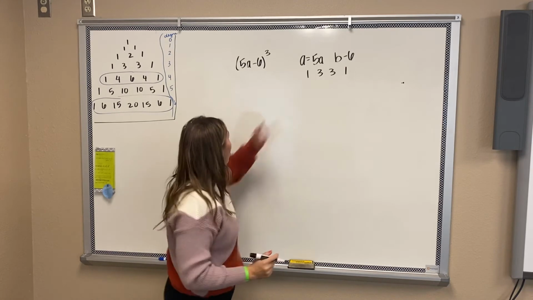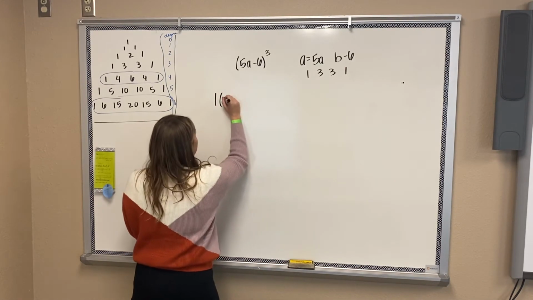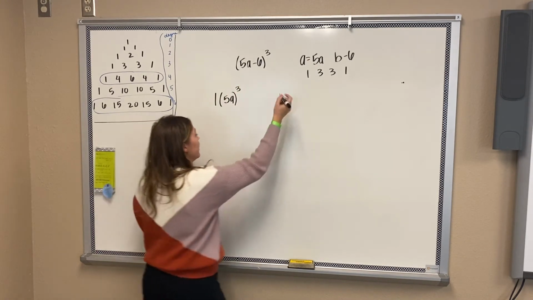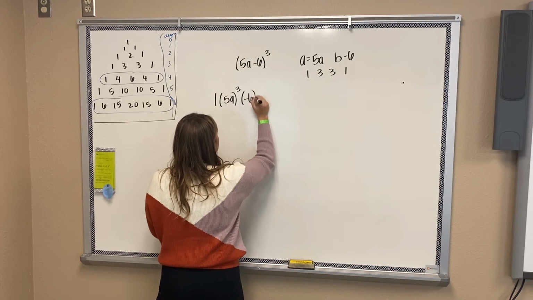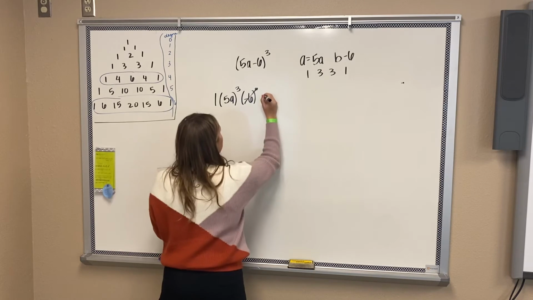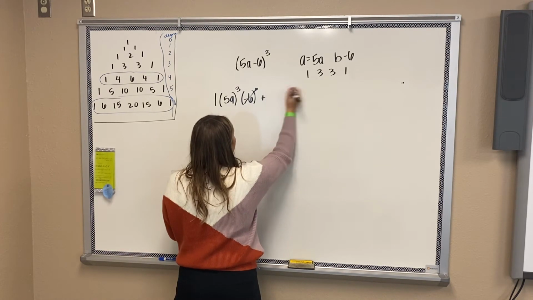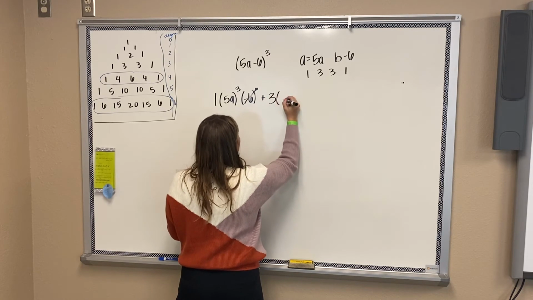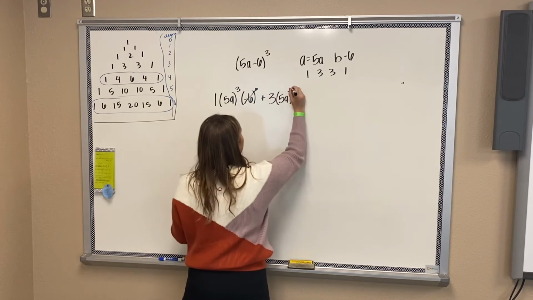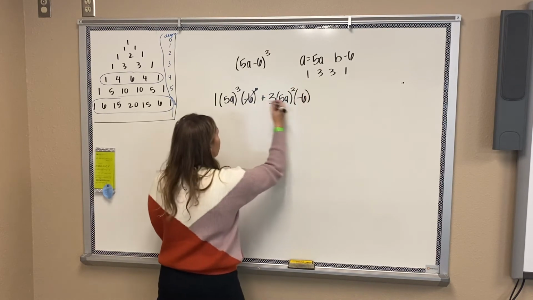Okay, so starting with 1, and then times a, 5a to the 3rd power, and then b is negative 6 to the 0 power, which is going to go away, plus, now we have 3 times a squared, which is 5a, 3, 2, and then b would be negative 6, 0, 1.